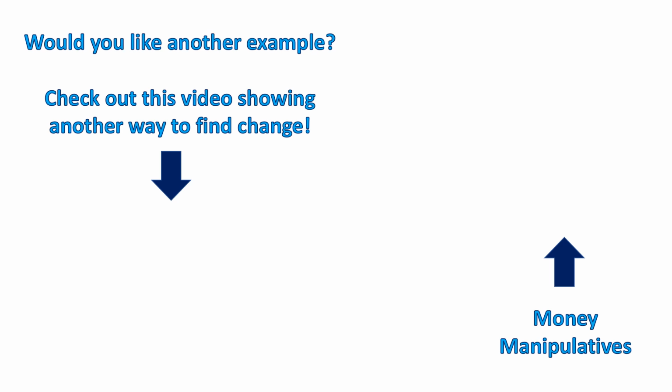In this lesson, we learned how to solve word problems involving money. If you would like another example of a word problem being solved, check out this video showing another way to find change on the left side. On the right-hand side, it says Money Manipulatives. There are two different websites where you can use sample dollar bills and coins to help you solve the problems if that is helpful to you. So click on either of those links to use those tools.